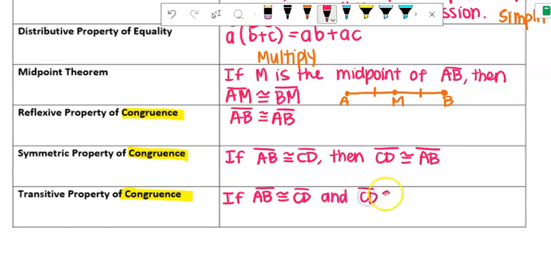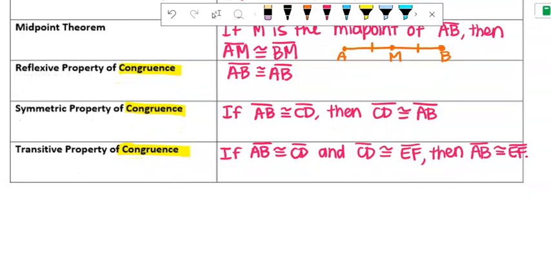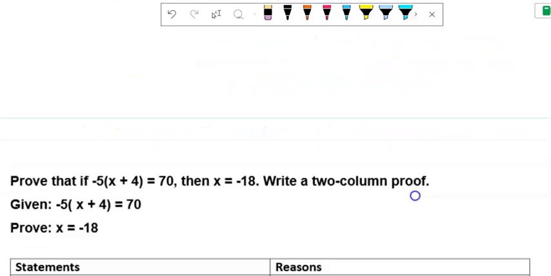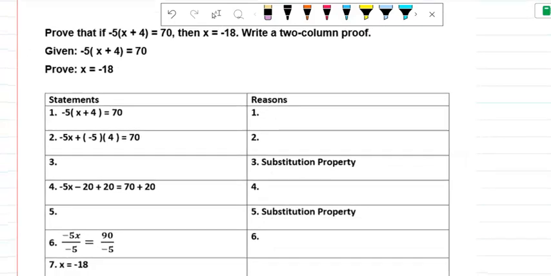and CD is congruent to EF, then we can cut out that CD and say that AB is congruent to EF. Okay, so these definitions you'll see are throughout the notes. I just thought it might be nicer for you to have them all in one spot so you had all the definitions together if you wanted to refer back instead of trying to scroll through the notes and find those definitions. Okay, so let's actually take a look at our first proof.